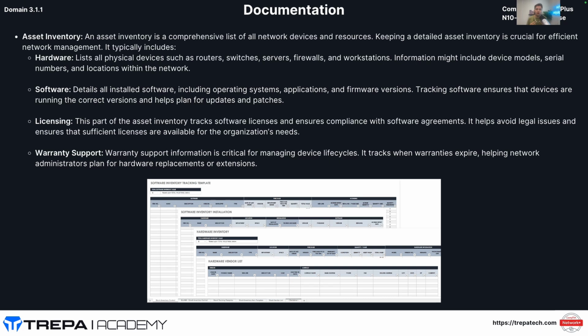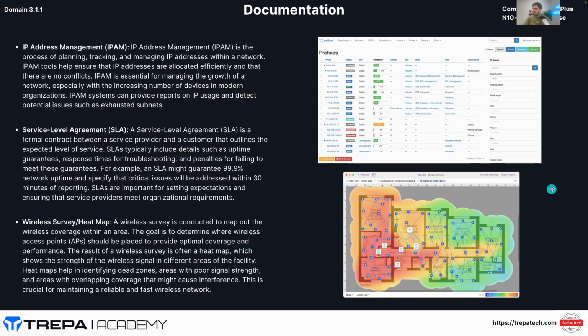So an asset inventory is typically going to include hardware, software, licensing, warranty support, some sort of list and details of the different operating systems and firmware that we have to keep track of. Now, physical hardware: how many routers, switches, servers, firewalls, and workstations we may have, and what are those device models, right? What are their serial numbers? Maybe location, that could be a location in the network or a physical location in our asset inventory. So you can see here just a little tracking template. This is like an Excel spreadsheet, but that does work, right? It may not be the best solution, but it is something that works.